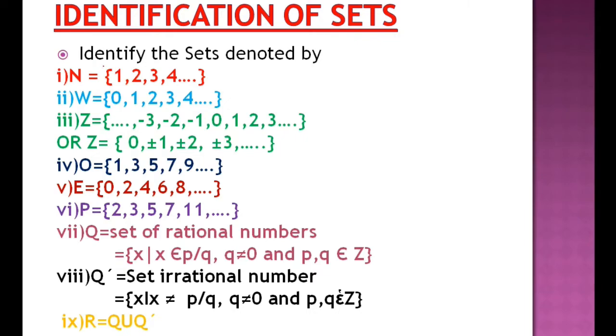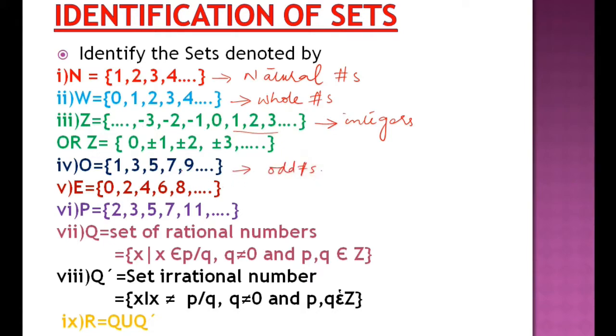Some important sets are denoted by N for natural numbers, and this set has elements 1, 2, 3 up to so on. W is for whole numbers, and the whole numbers start from 0 and carry the elements 0, 1, 2, 3, 4 up to so on. Z is for integers, and it has elements 0, plus minus 1, plus minus 2, plus minus 3 and up to so on. Or we can write it like that: 0, 1, 2, 3 and minus 1, minus 2, minus 3 up to so on.